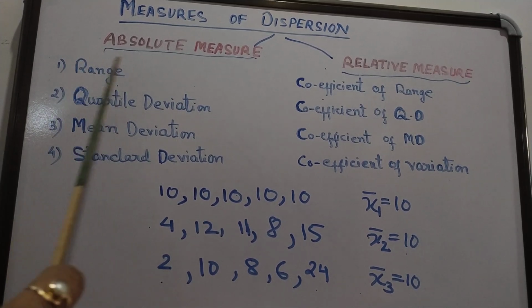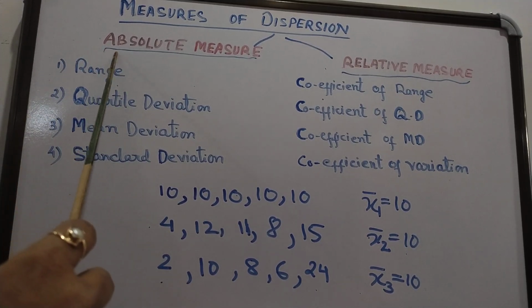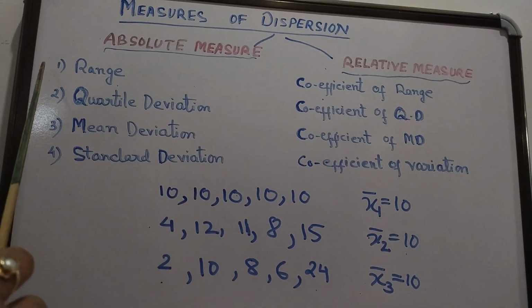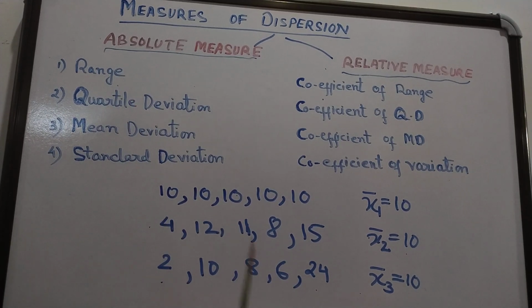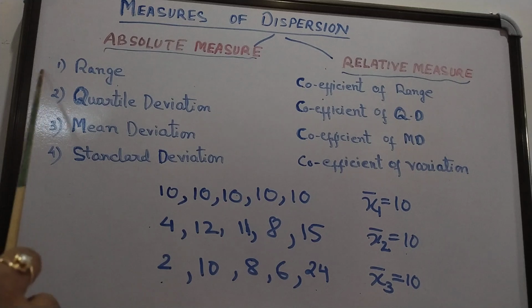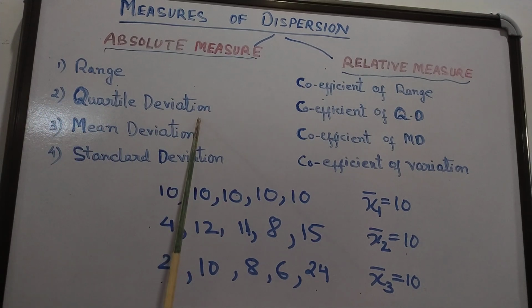So now let's start with the absolute measure. There are 4 methods. First one is range. Range is very simple. We just have to find the difference between the lowest and highest. That means the highest value is 24, 24 minus 2, we get the value 22, that is the dispersion value. Okay, range value. We go for another method which is called quartile deviation.